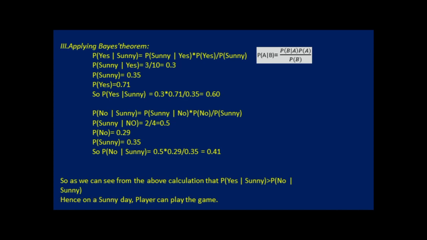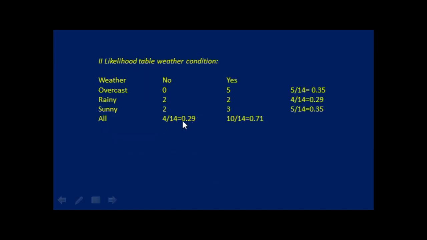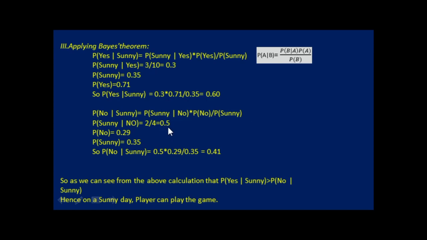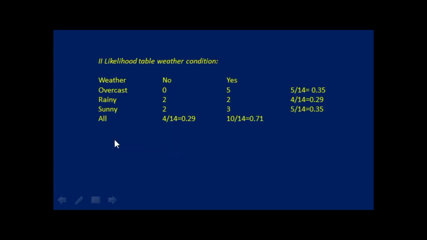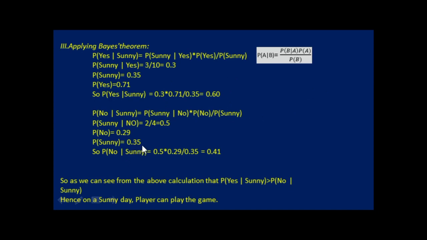For the same rule we can apply it for P of no given sunny. Instead of yes, we apply it for no. So P of sunny given no, we apply 2 divided by 4. What is the result? The probability is 0.5. P of no is 0.29. P of sunny is 0.35. So the probability of no given sunny is 0.41.